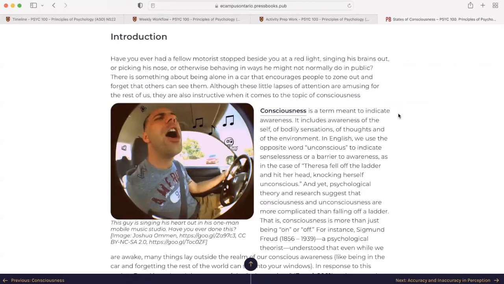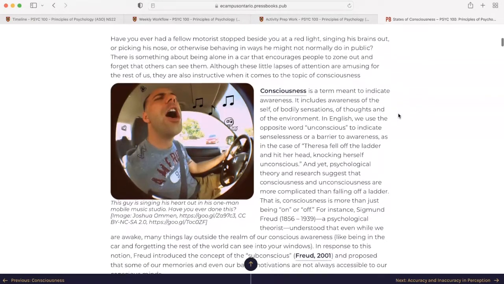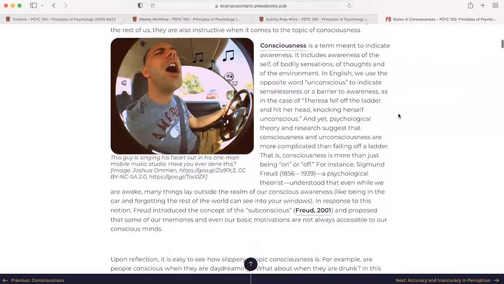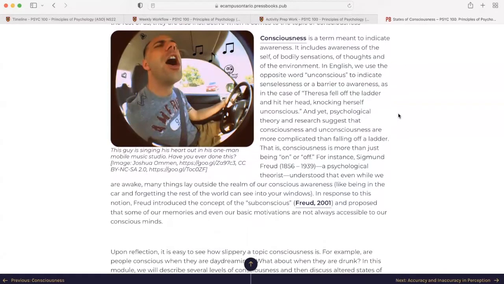In English, we use the opposite word, unconscious, to indicate senselessness or a barrier to awareness, as in the case of Teresa fell off the ladder and hit her head, knocking herself unconscious. And yet, psychological theory and research suggests that consciousness and unconsciousness are more complicated than falling off a ladder. That is, consciousness is more than just being on or off.